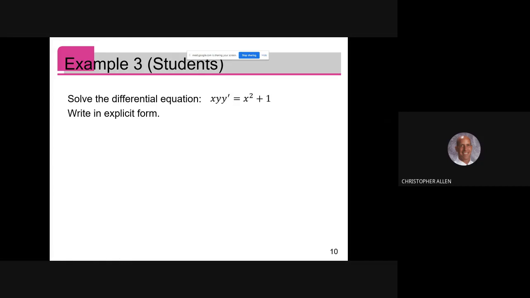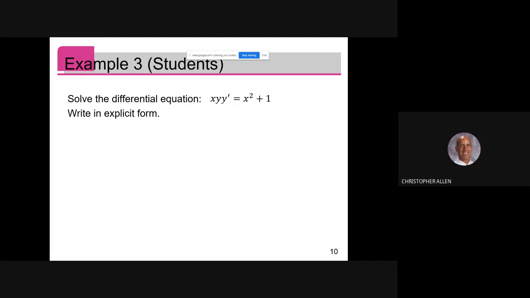Okay, so first questions first. Is this one, are we trying to find the general solution or are we trying to find a particular solution? We're trying to find general, right? Because we don't know what the initial condition is, so we know it's going to be general. The first thing we want to try to do is separate the variables.